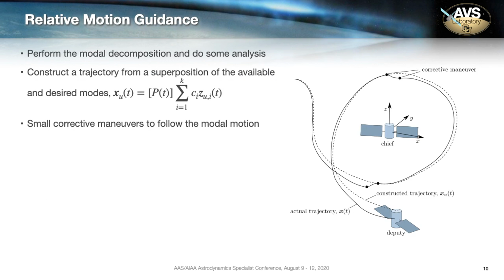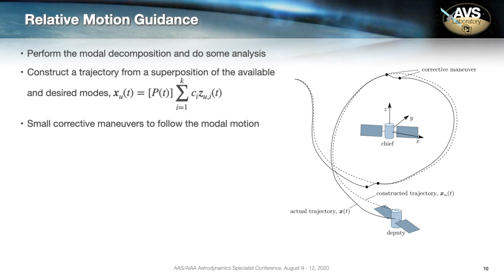So the basic idea of relative motion guidance in this paper is to perform the modal decomposition and do some analysis on the resulting modal structures to see which are robust to small perturbations and modeling error. Again, our hypothesis was that such robust structures would be predicted no matter when you do the modal computations. Then you construct a desired trajectory from a superposition of the available and desired modes, assuming that persistent modes are found, and that's illustrated partly in this figure on the right.